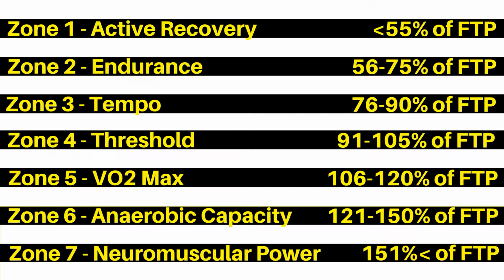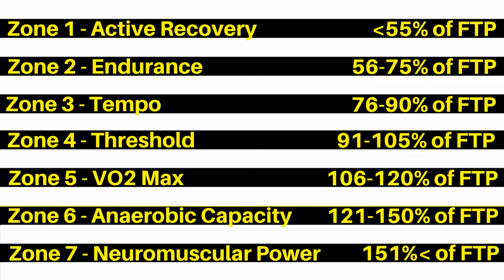Zone 5, or VO2 max, is between 106 and 120% of your FTP. The perceived rate of exertion of this effort should be about a 6 to 7 out of 10. The aim of training in this zone is increased maximal cardiac output and increased VO2 max. A typical duration of an interval in zone 5 can vary from 3 to 8 minutes.